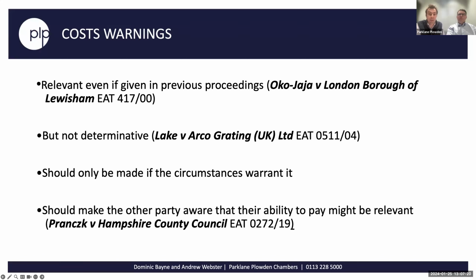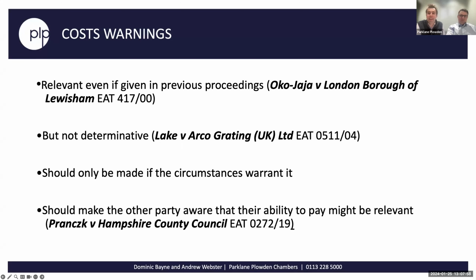So the EAT made the point in the Acro case that parties frequently send cost warning letters to each other, and that slightly devalues their currency. So even in this case, which was a claim that was unreasonably pursued, a cost warning had been given, the tribunal was nevertheless entitled to refuse to make a costs order. It should go without saying that you should only send a cost warning letter if the circumstances warrant it. Otherwise, you might be on the hook for unreasonable conduct costs yourself, or worse.